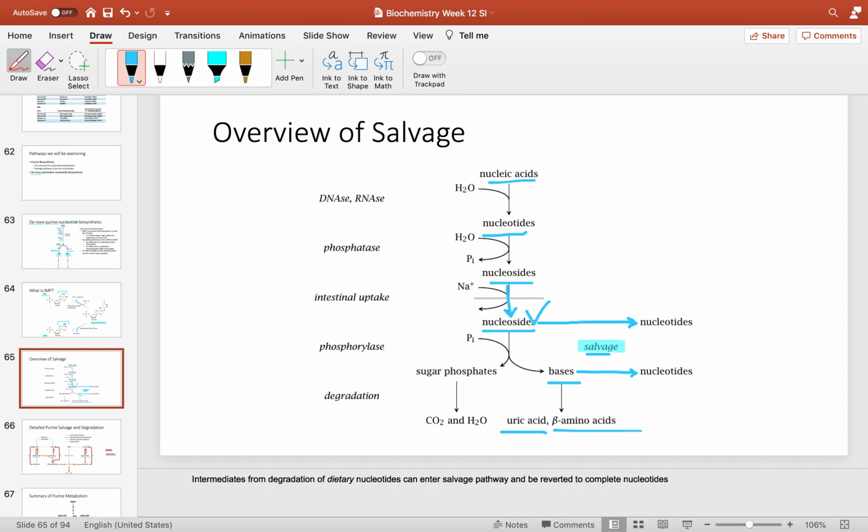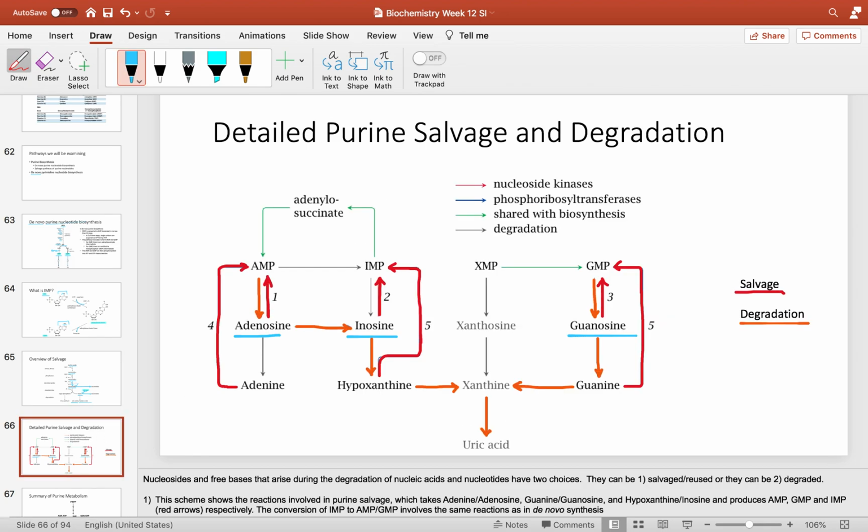Remember, the other part of salvage is the base. So in this case, where are the bases in this diagram? So that would be adenine, hypoxanthine, and guanine. So to convert these guys to their nucleotide forms, we can also do that via this nucleoside kinase activity. I won't go too much in depth into it, but the main thing is your bases that are floating around can be converted into nucleotides. So that's salvage. However, there's also a degradation pathway, so these are very complementary.